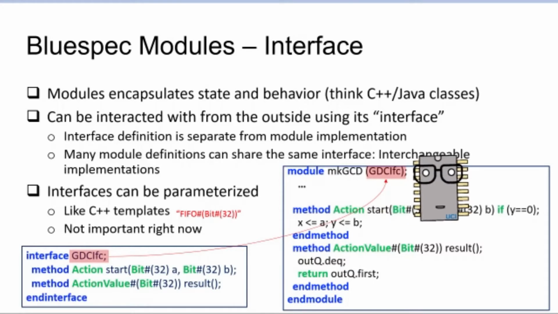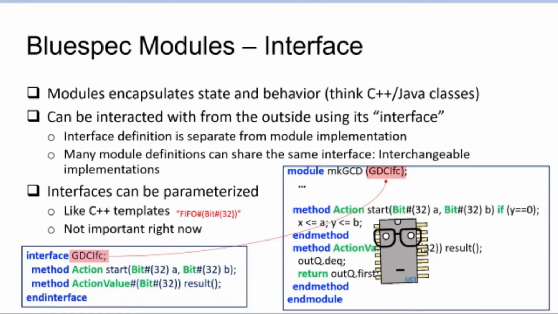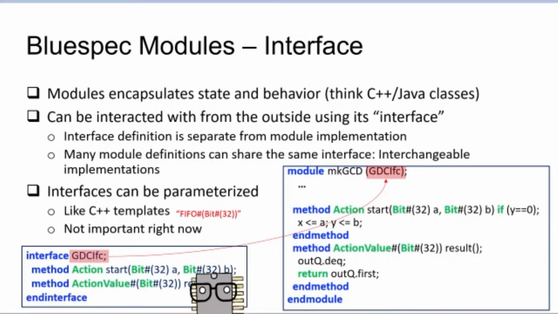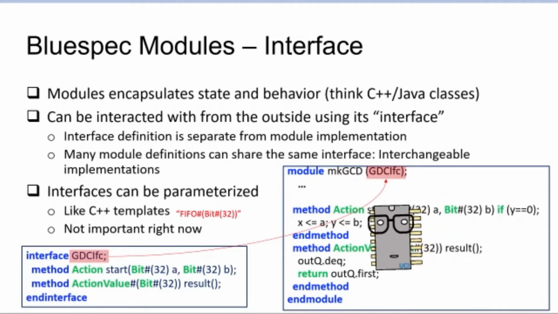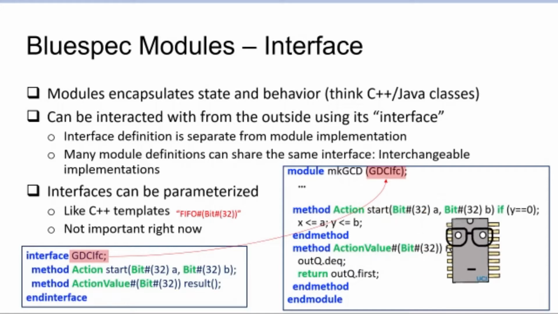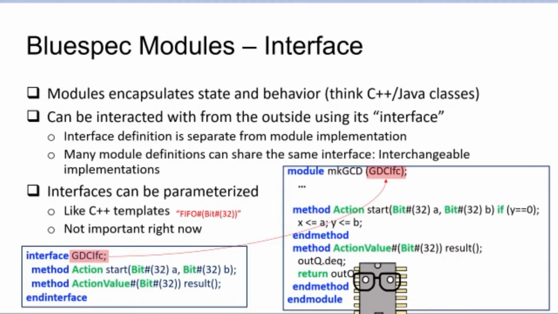So if make GCD uses the GCD IFC interface, pretty much like a class inheriting a different class, a virtual class for example, it has to implement the same set of methods. It has to implement start with bit 32 A and bit 32 B as arguments, just like in GCD IFC. But the internal implementation can be whatever this module wants. It can have different implicit or explicit guards. It can have whichever internal operations you want it to do. Result is the same, an action value returning bit 32, and internally this module can decide what to do with it.